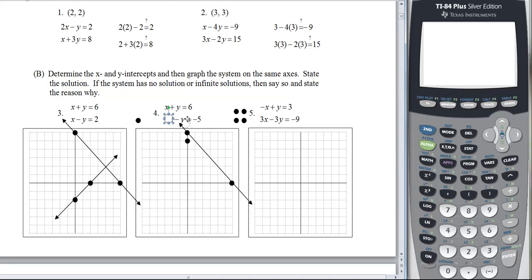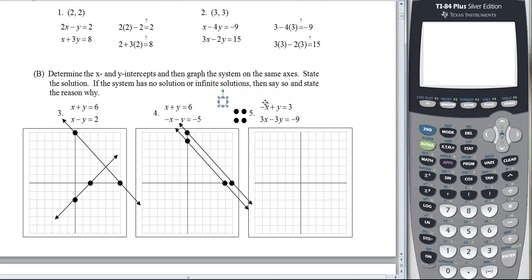Now let me put my 0 in for y. Now I've got negative x equals negative 5, so that would mean x equals 5. Okay, I do think that they look parallel. So if you remember, my solution would be no solutions. They have to hit in order to have a solution. So we've got one more to do.